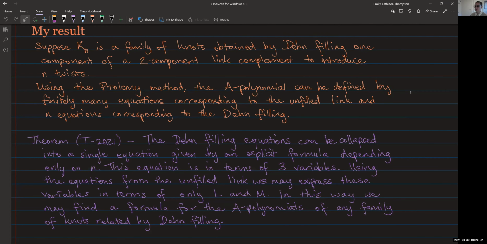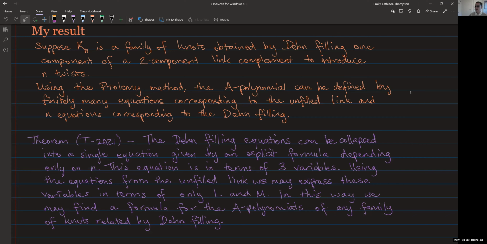Now, with all of the equations that came from the unfilled link, we can express these 3 gamma variables entirely in terms of L and M. And so once we've done that, we can plug those variables back into this single equation. And what we have is essentially a formula for the A-polynomials of all of those knots that are obtained by Dehn filling that link. Basically this is incredibly general and applies to any family of knots that come from Dehn filling one component of a 2-component link.